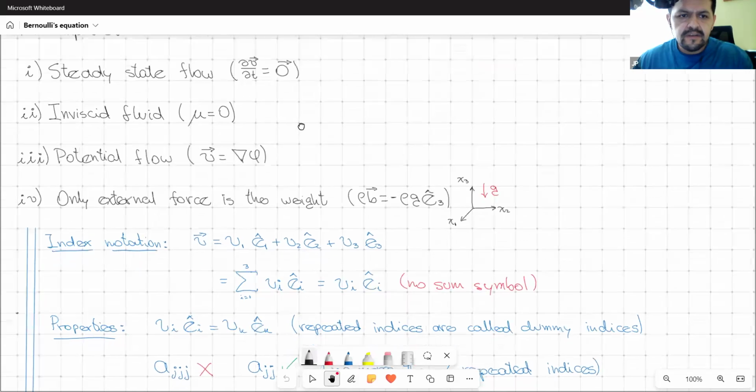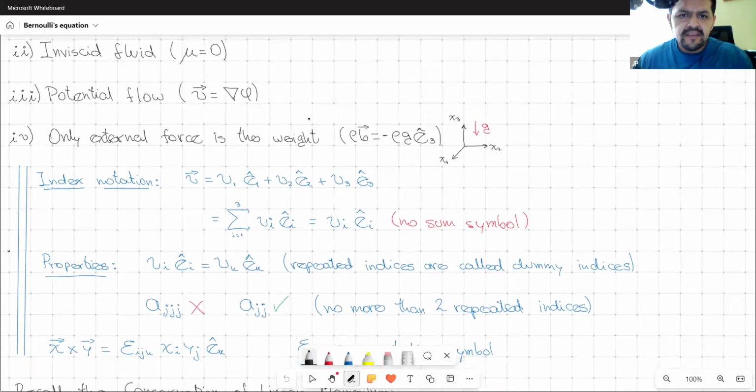And the other one, which is also important, says that the only external force that we have considered is the weight itself. So the force that is actually given by density times gravity, since these equations, remember, are given per unit volume.